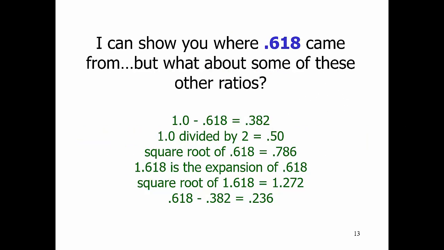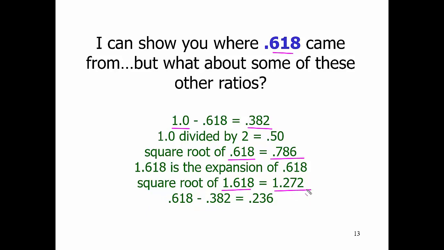So I told you where the 618 came from. It's basically in between the Fibonacci number series, okay? But then the other ratios that I use for the analysis are all related, okay? So you can see here, for example, 100% minus the 618 gives you the 382. Maybe the square root of 618 is 786. Let's see, square root of 1618 is 1272.